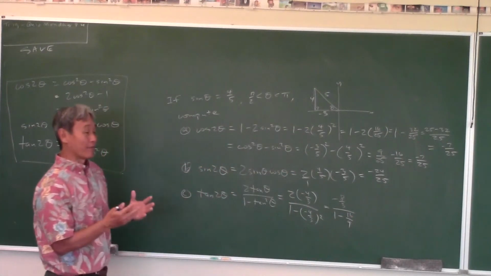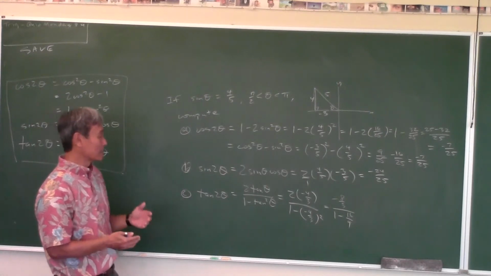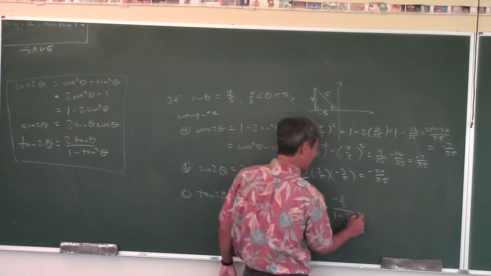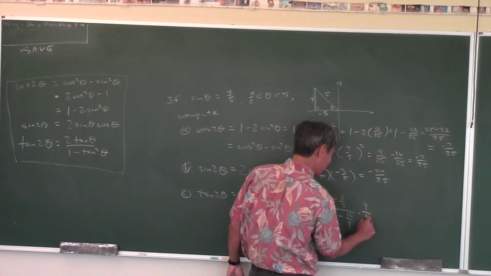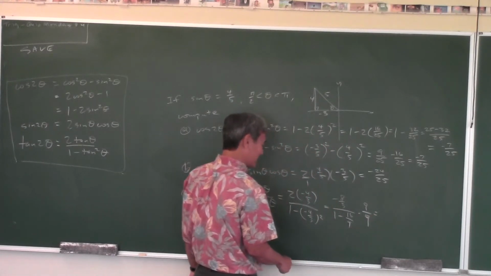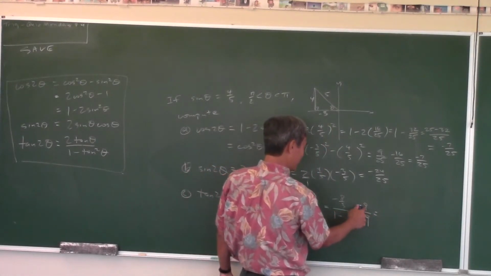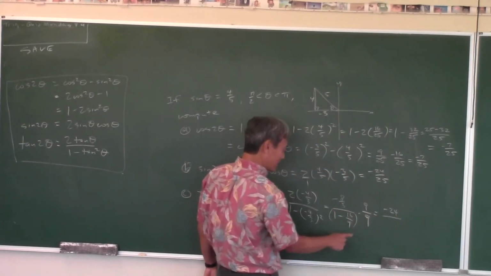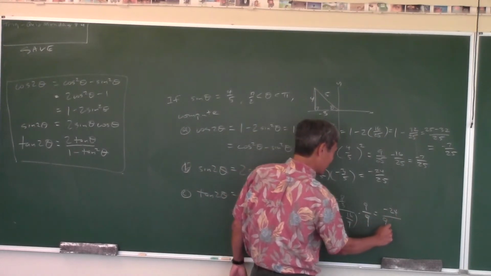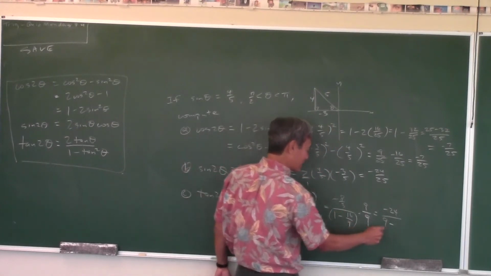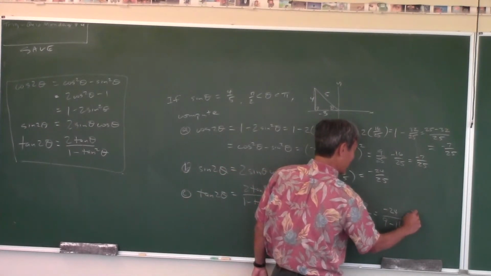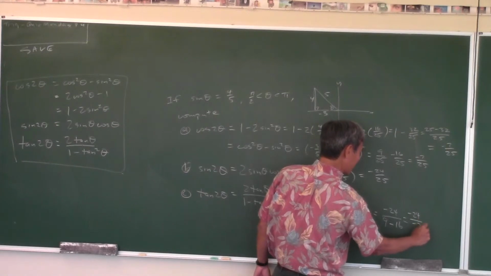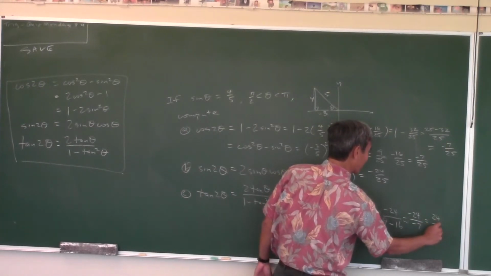And again, when you have fractions within fractions, multiply top and bottom by the least common denominator, which is 9. And you're going to get, 3 goes into 9 3 times, so you get negative 24. And this 9 got to be distributed down here, so 9 times 1 is 9. Minus 9 times this, the 9's cancel out, get 16. So you get negative 24 over negative 7, which is positive 24 over 7.